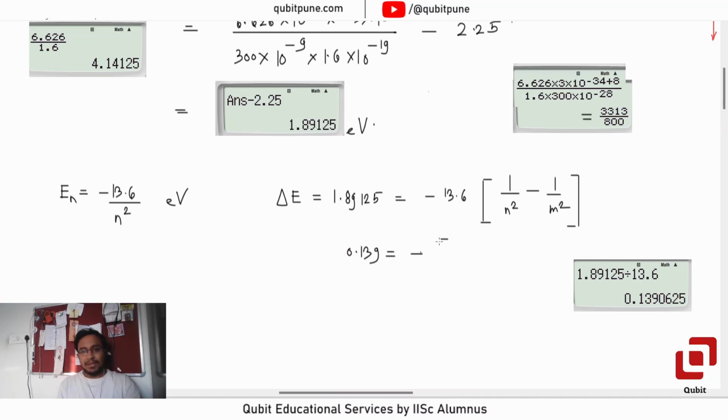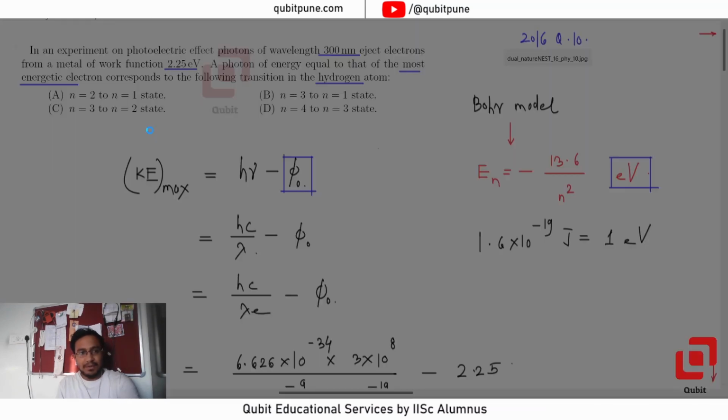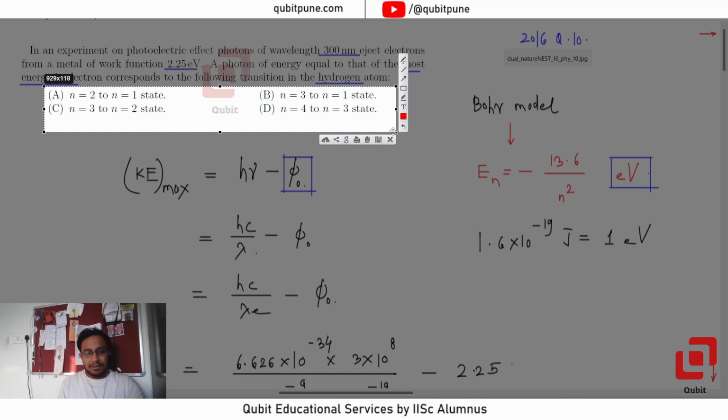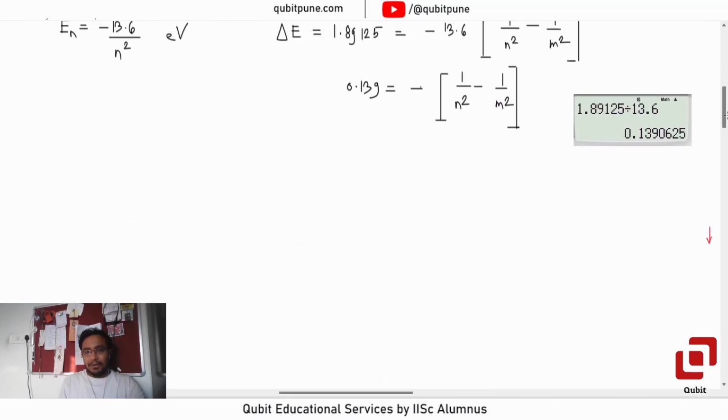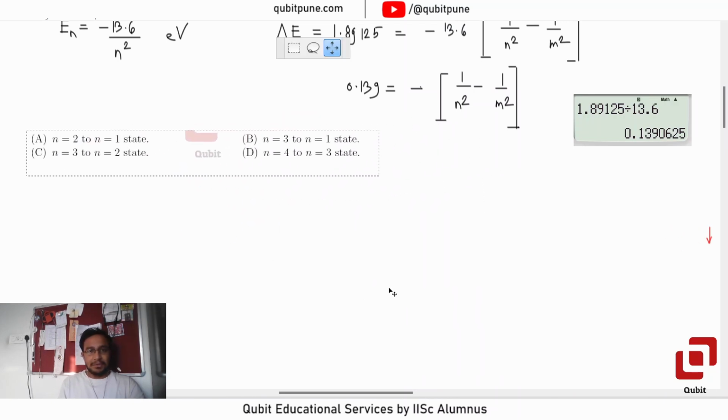0.139 is equal to negative of 1 upon n squared minus 1 upon m squared, or we can absorb that negative sign inside, right? And now what we can do is, instead of calculating it, well, I think we cannot, because one equation is there and two unknowns are there. So let's take the help of the options now.